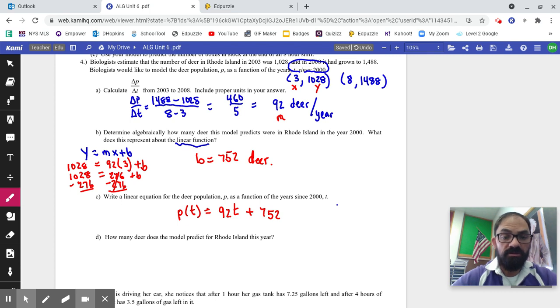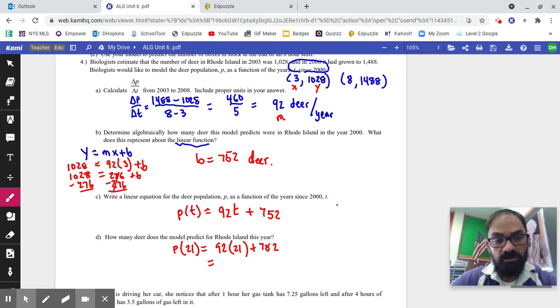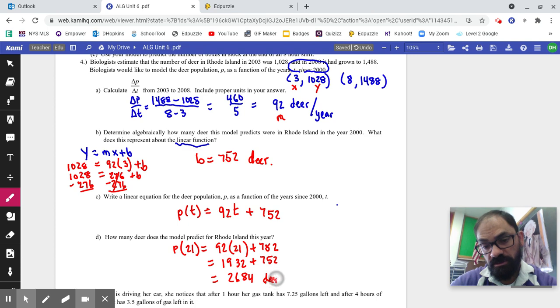And how many deer does this model predict for the year 2021? Well, it actually says for this year. So we need to plug in 21 for T. So multiply these, we get 1,932. So 2,684 deer this year.